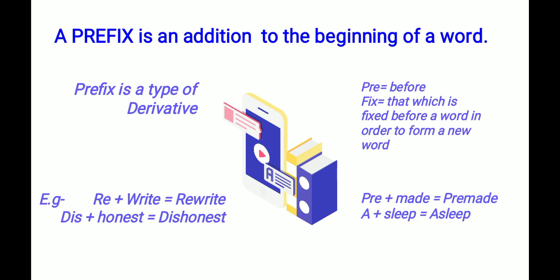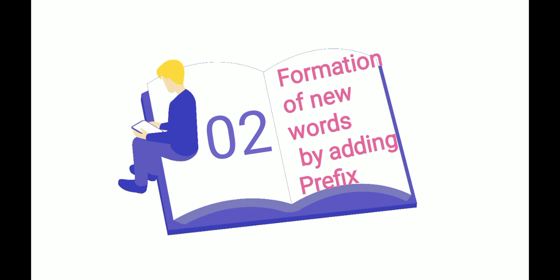Again pre, then made. Pre-made, root word is made, and we have added one prefix pre with made, and a new word is formed, that is pre-made. A, then sleep: asleep. Again a new word is formed, that is asleep. Now we will have new words. We will have a list of some prefixes, then we will see their meanings, and then we will also see how the new words are formed.